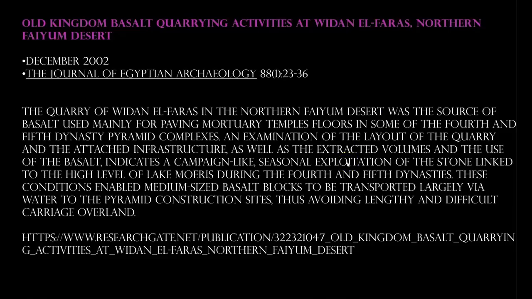An examination of the layout of the quarry and the attached infrastructure, as well as the extracted volumes and the use of the basalt, indicates a campaign-like seasonal exploitation of the stone linked to the high level of Lake Moeris during the 4th and 5th dynasties. These conditions enabled medium-sized basalt blocks to be transported largely via water to the pyramid construction sites, thus avoiding lengthy and difficult carriage over land.